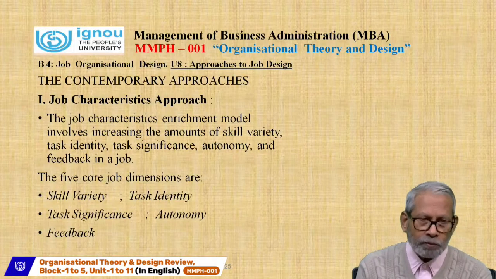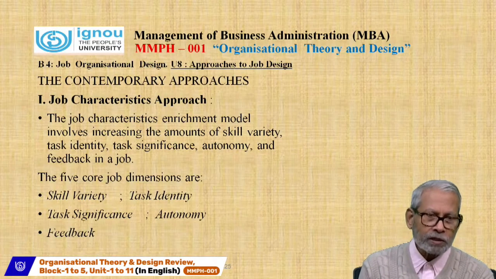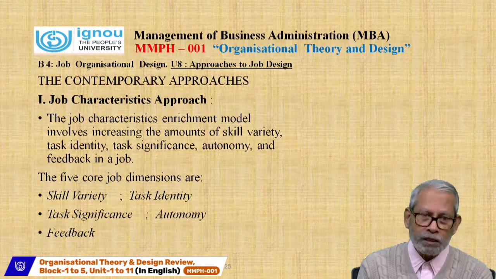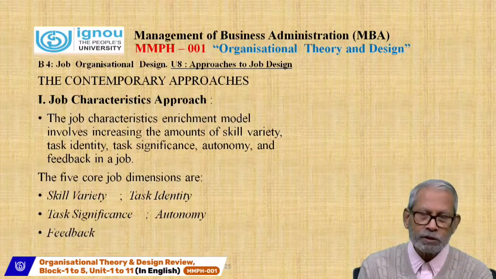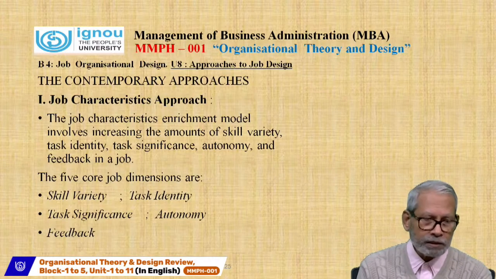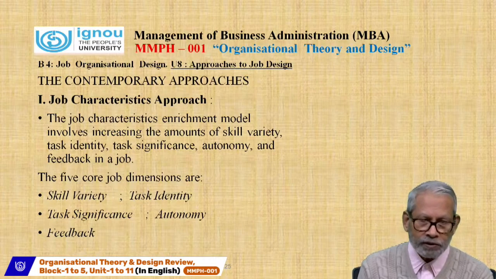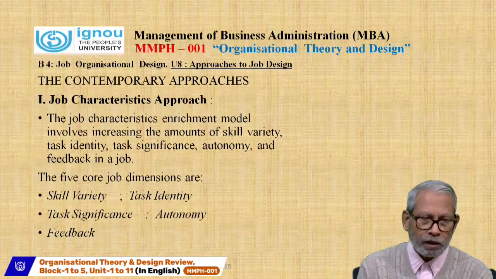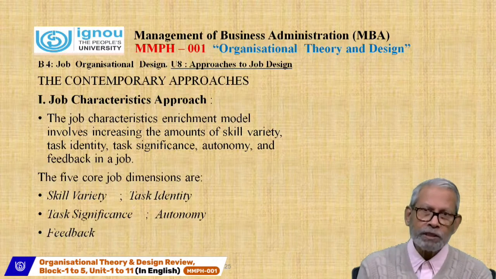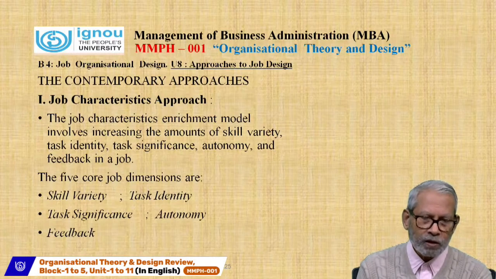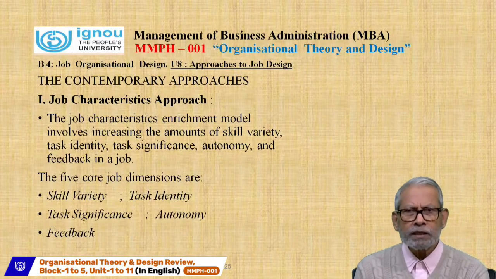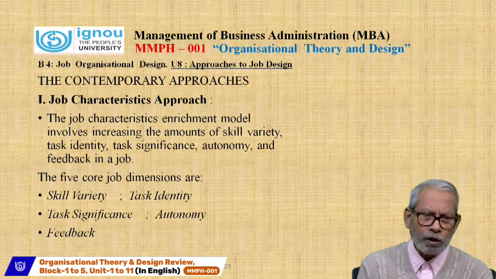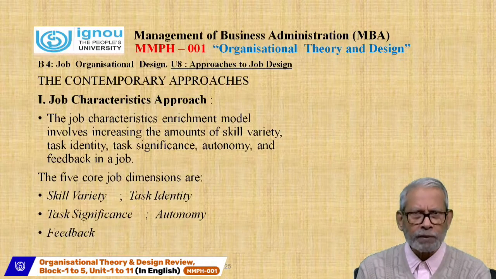Then your job characteristics approach, different characteristics. There are 5 core job dimensions: skill variety, task identity, task significance, autonomy, and feedback. These are the 5 things required for the different approaches. At the time of the approach, you have to see all these points, or rather, all the different dimensions for the characteristics of the approach.